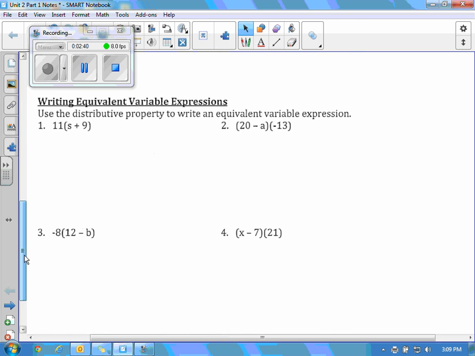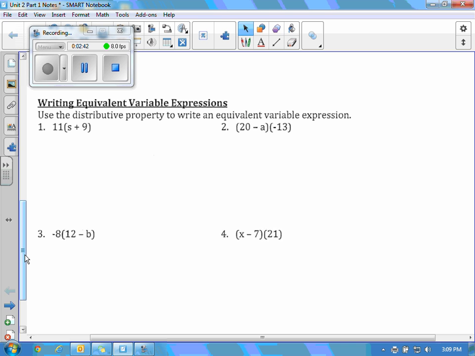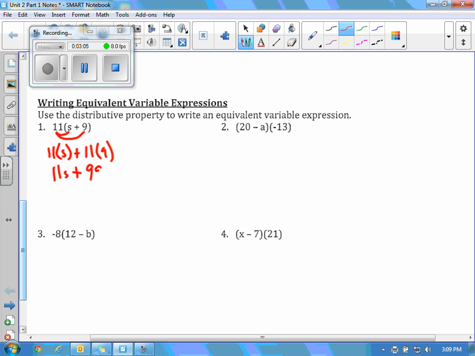In the next section, we're still using distributive property, but now we're going to have variable expressions, so we're going to have variables involved. So if you look at number 1, I'm still just going to take my number outside the parentheses and multiply it by both of the numbers, or in this case, the letter and the number on the inside. So I'm doing 11 times s plus 11 times 9. 11 times s is just going to give me 11s. 11 times 9 is going to give me 99. And that's my answer right there. Now, I don't get 110s, okay, because I can't put those together. 11s has an s, 99 does not, so they have to stay separate.